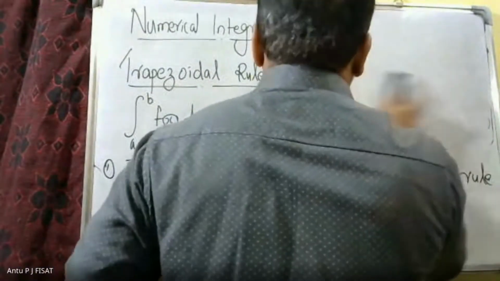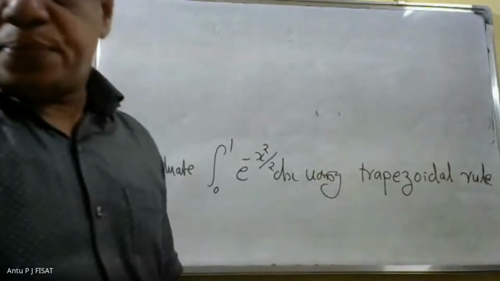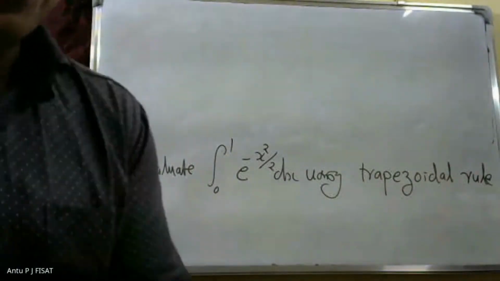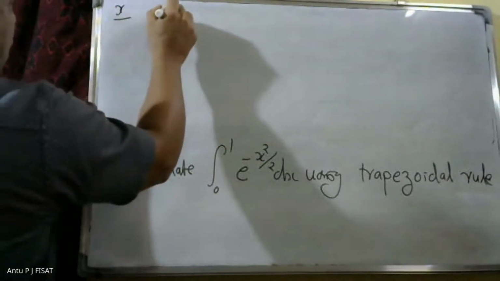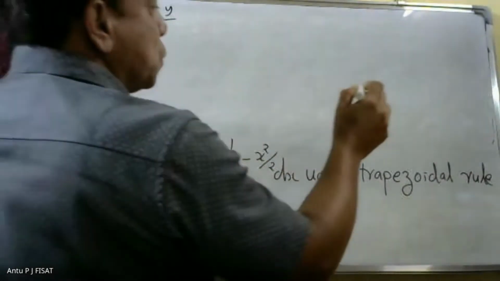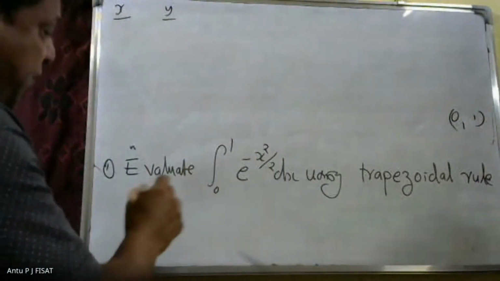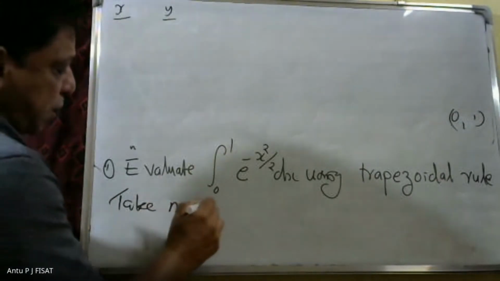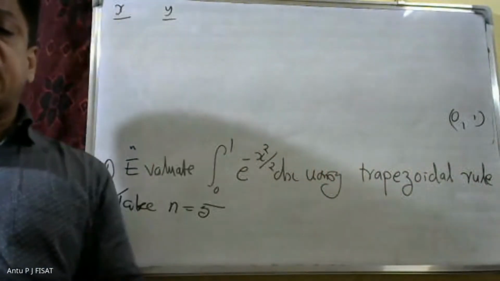For this, first we make the x column and y column. The value is 0 to 1. We can divide, take n equal to 5. n is equal to 5 means the number of intervals is taken as 5.